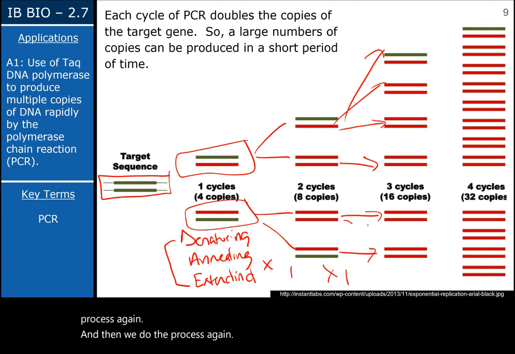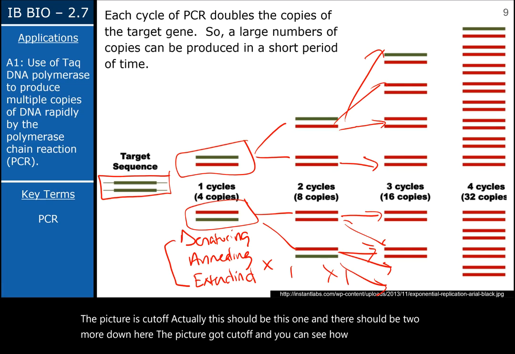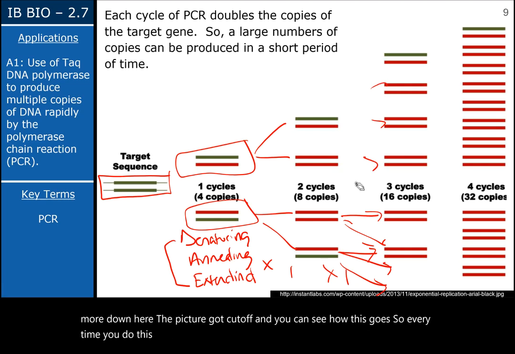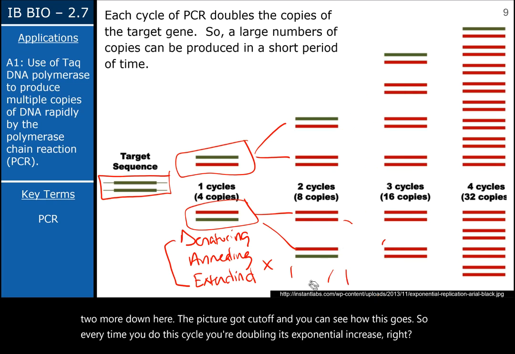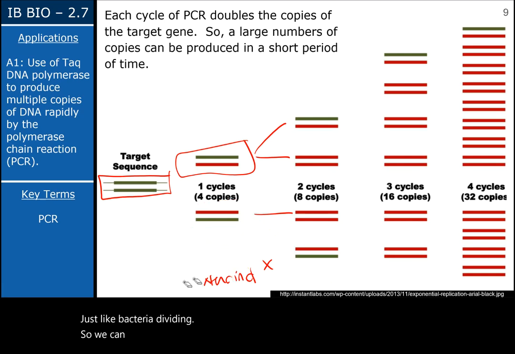The picture is cut off. Actually, this should be this one, and then there should be 2 more down here. The picture got cut off, and you can see how this goes. So every time you do the cycle, you're doubling. It's an exponential increase, right? Just like bacteria dividing. So we can make lots and lots of copies in a pretty short period of time.